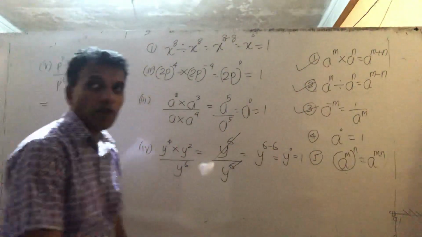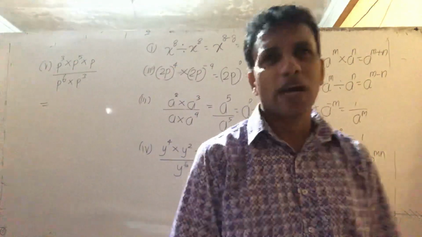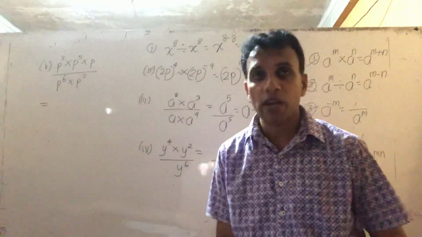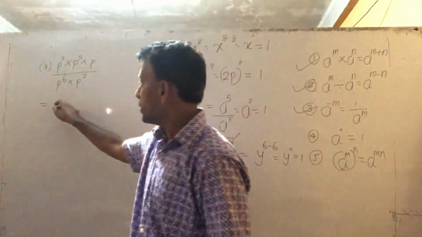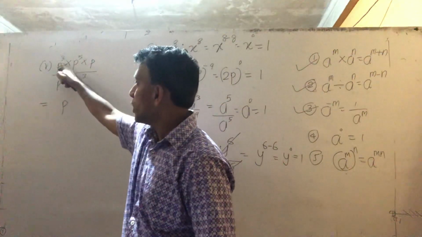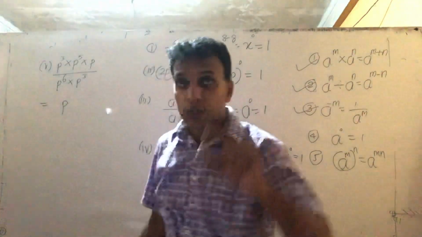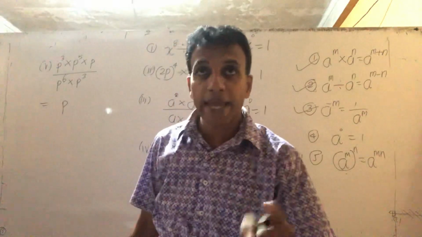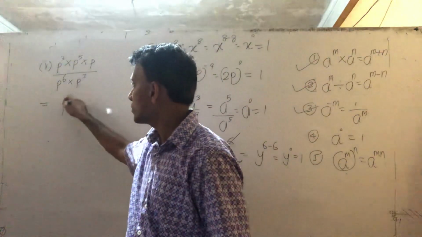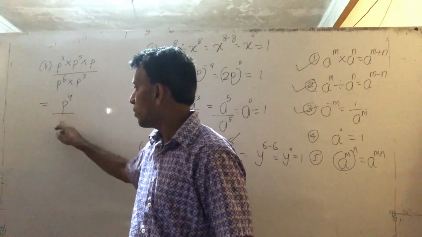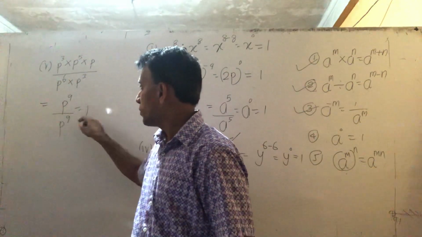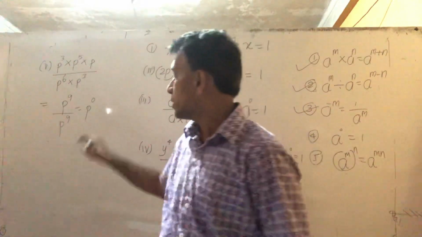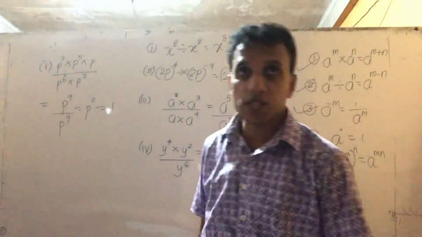See question number 5, also the same idea, the answer is 1. In the numerator, all the bases are p, when multiplying, add the powers. p to the power what? 3, 5, here 1. If there's no power, say 1, don't say 0. So 3 and 5, 8, 8 and 1, 9. Below also we get the power 9. Then power 0, powers are subtracted when dividing. Therefore the answer is 1. Power 0, answer is 1.